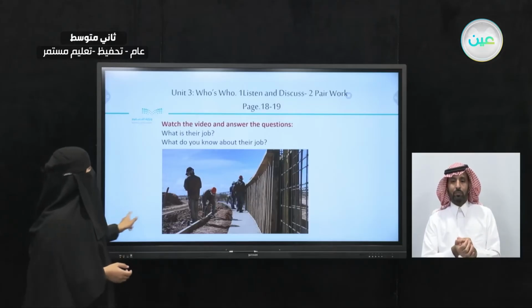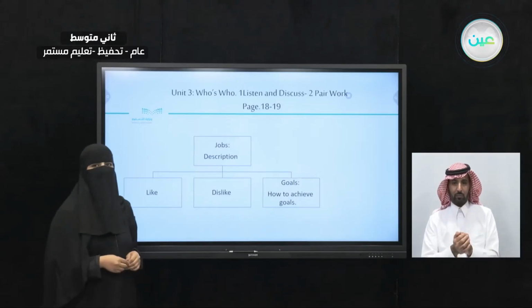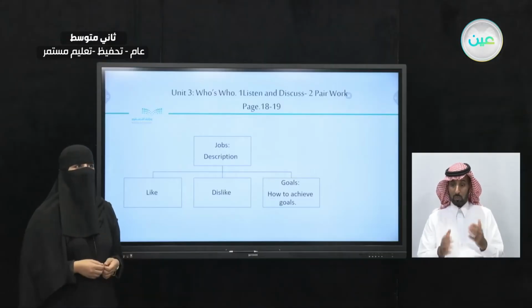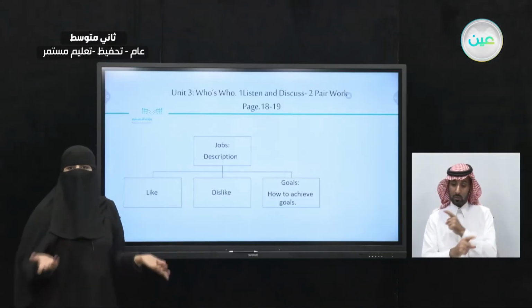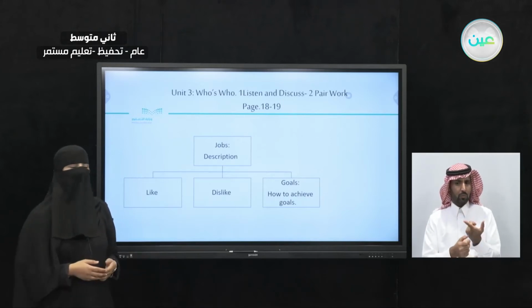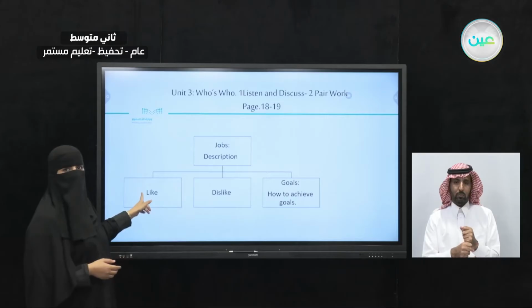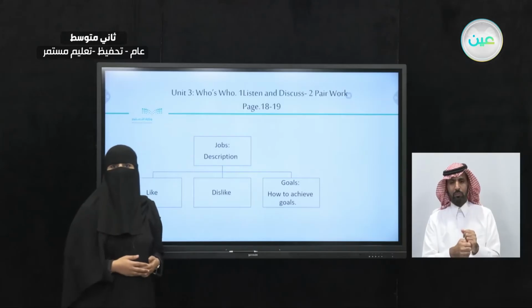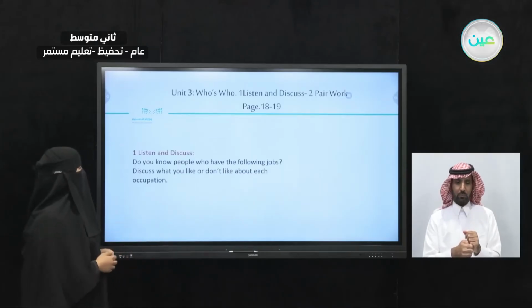Now, let's take a look at the next part here. In today's lesson, we will talk about jobs and descriptions of jobs. So, for example, the job teacher. What does a teacher do? Now, what about the things they like about teaching or the things they dislike about teaching? We will take a look at different occupations. If they dislike something, how can they achieve their goal? How can they improve their career? Let's take a look.